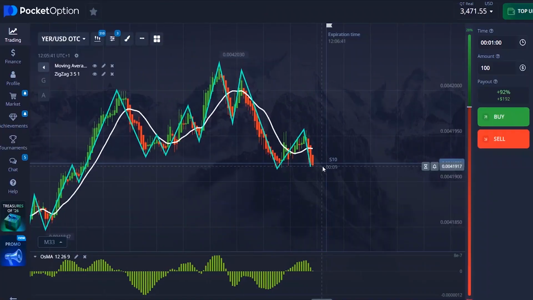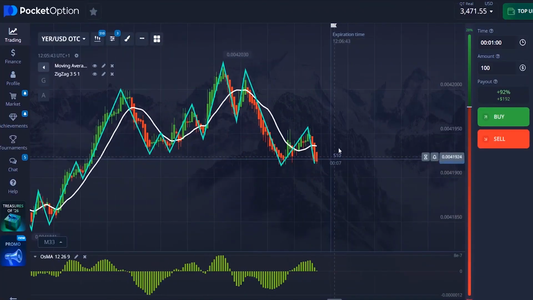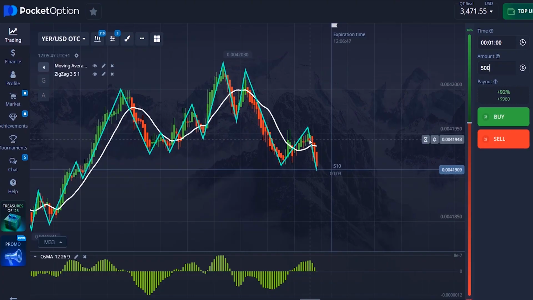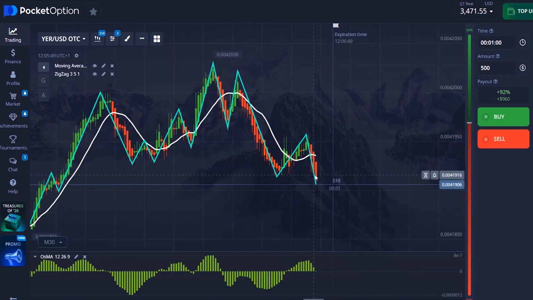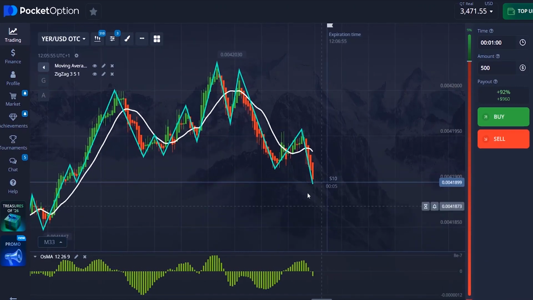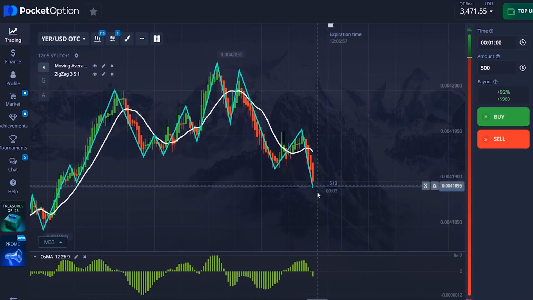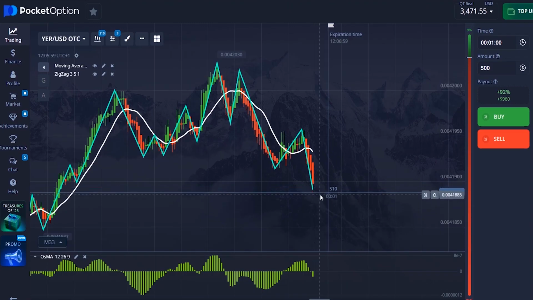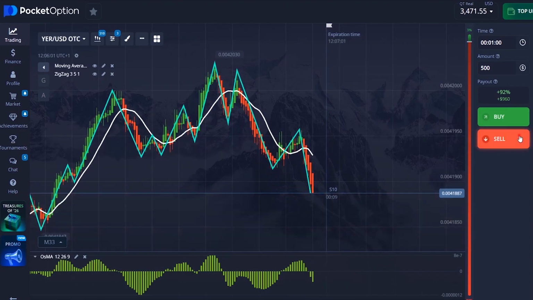So right here I found another opportunity, so I'm going to increase. So right here I'm also going to wait for my OsMA indicator. I'll wait for the next candle to confirm my entry level.